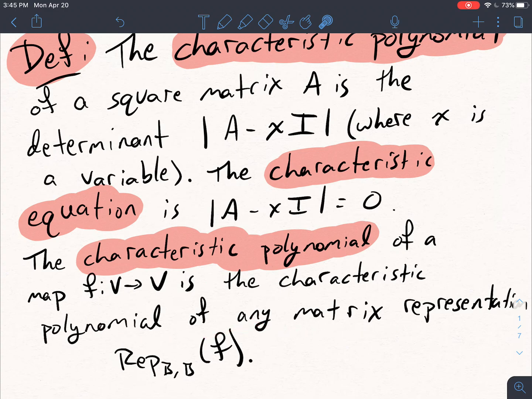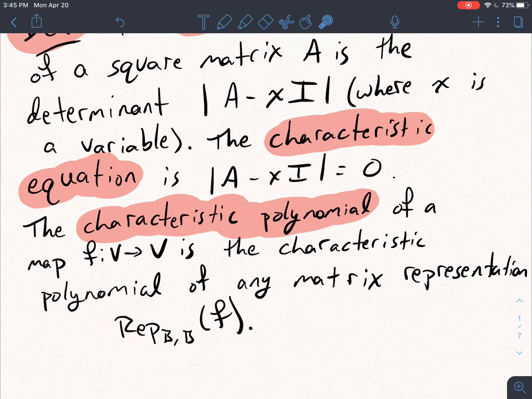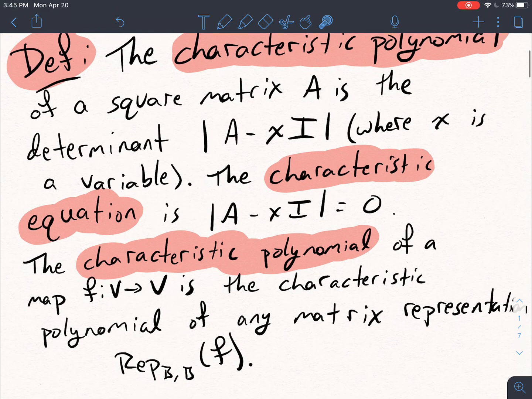The characteristic polynomial of a map f from a vector space V to itself is the characteristic polynomial of any matrix representation of f with respect to a basis B for the domain and codomain, which are the same.